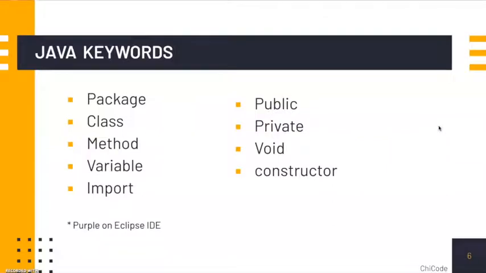Now, these are important Java keywords as we move on later in the Java language. These are important to note as you are coding, to not mix them up with the variable names that you have created. You will know when you are using a Java keyword because the word will become purple text color on your Eclipse IDE.